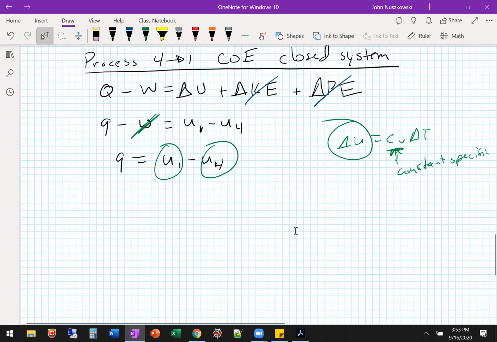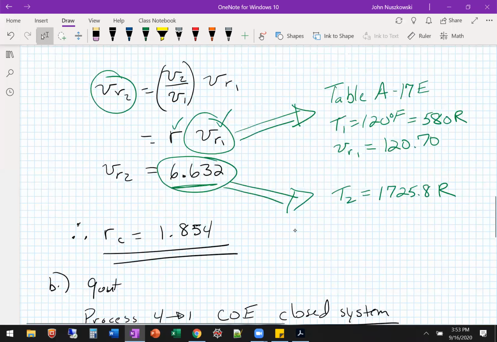And that is from this table again. So we have temperature, we go to that table. You can read off U1 directly. Where is it on my sheet? So we get 98.20 BTUs per pound mass.